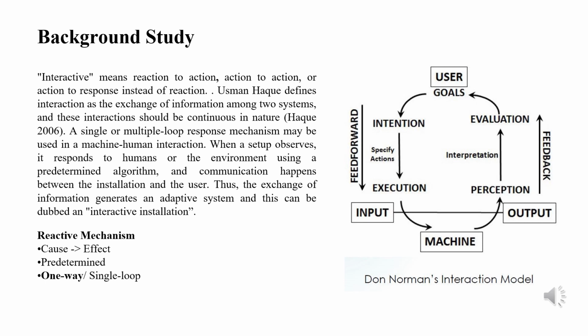Interactive means reaction to action, action to action, or action to response instead of reaction. That means it is a one-way or single loop process of reactive mechanism. Here, Don Norman's interaction model shows us how a machine and the user interact with each other through a predetermined algorithm, and the communication happens between the installation and the user.